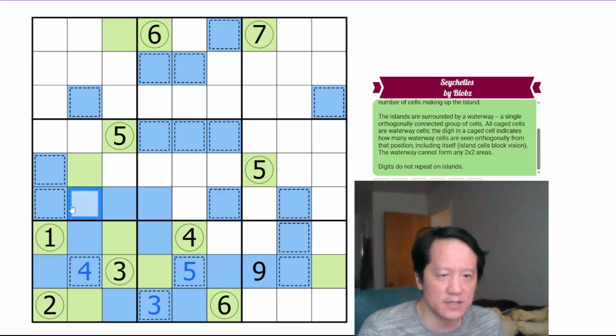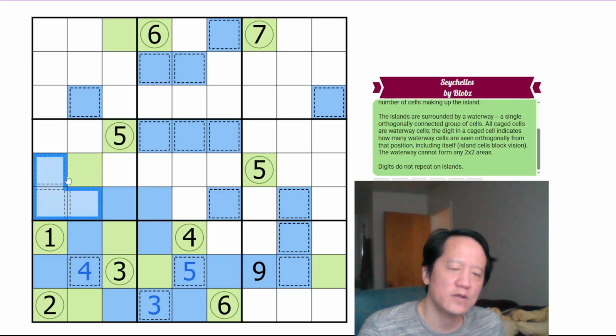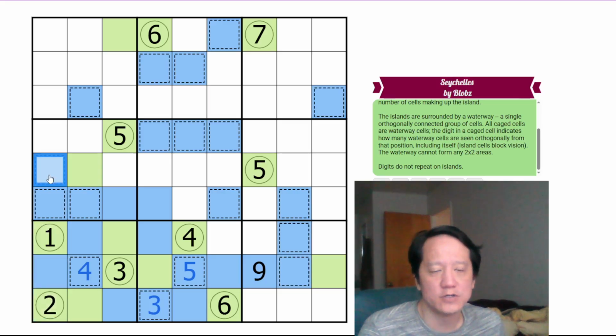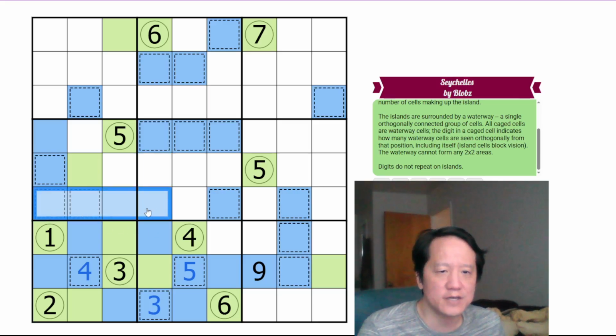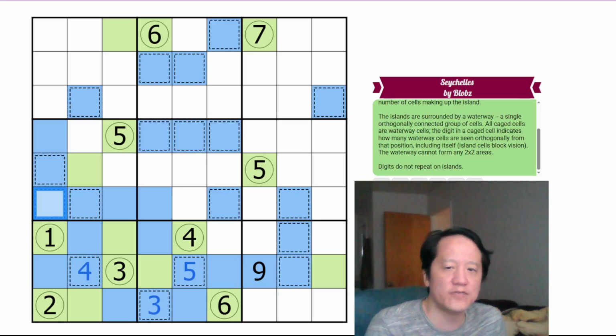This sees at least 6. This must see more than 2 because we have a 1 and a 2 in the column. So it has to be at least 3, so that's at least 3 there. This then sees 6 already. So this is 6, 7, 8, 9.